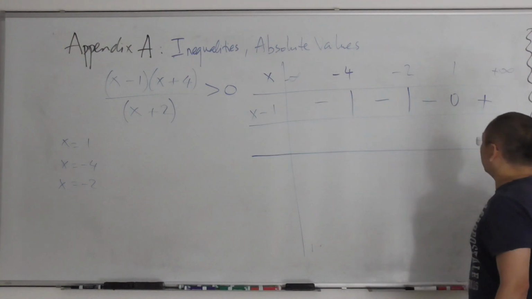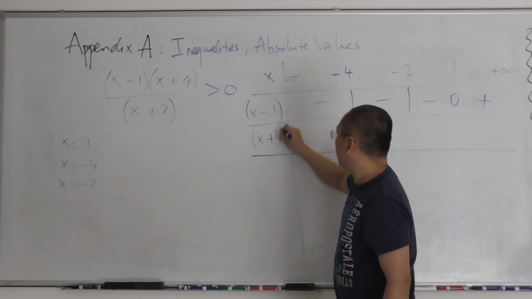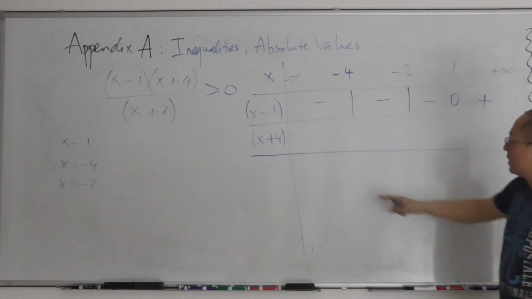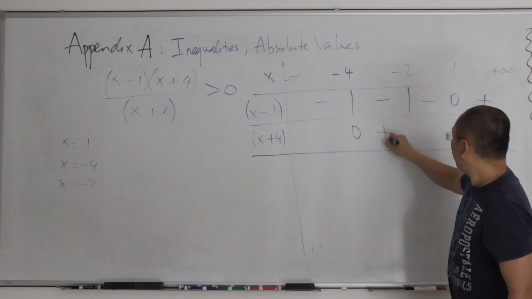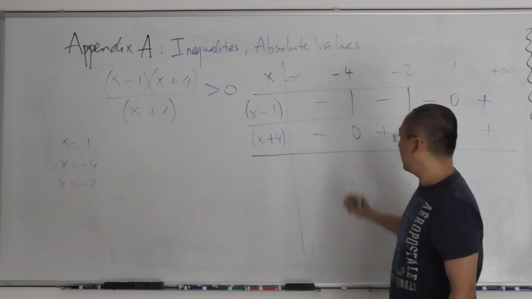Second factor, x plus 4. Doesn't matter which order you write, you can just write one factor at a time, okay? And the 0 for this is negative 4. Bigger than negative 4, positive. Smaller than negative 4, negative.